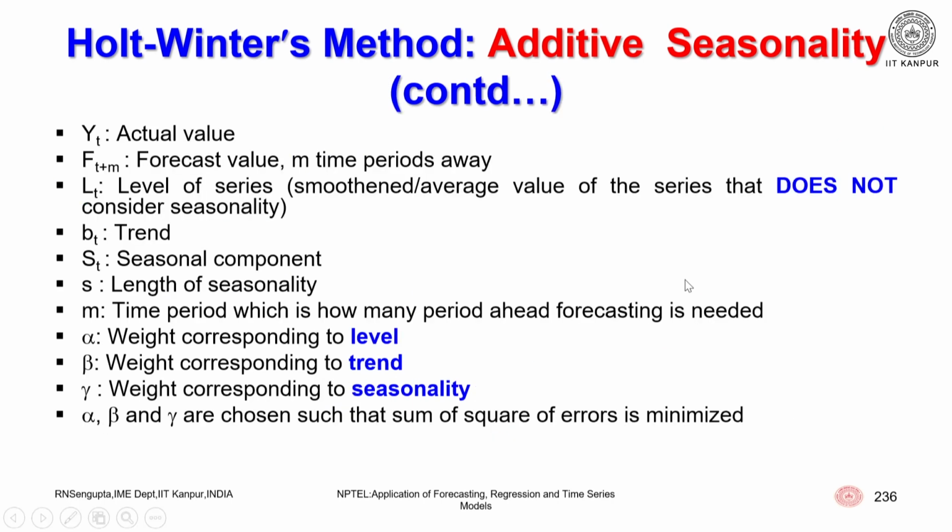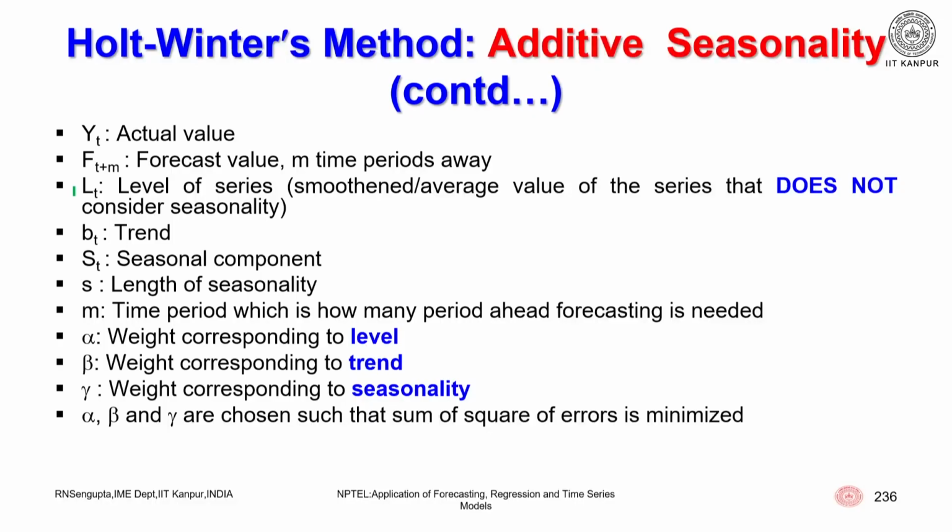So, here what I have explained: y t is the actual value, f t plus m is the forecasted value, m time periods ahead, and if m is 1, it will be f t plus 1. L t is the level of the series, which is the smoothened average value of the series that does not consider seasonality. That is important. Seasonality and level are two totally different things. Level is where you are starting, trend is the average increase, and seasonality depends on the season. There are three different concepts. Let me continue reading it.